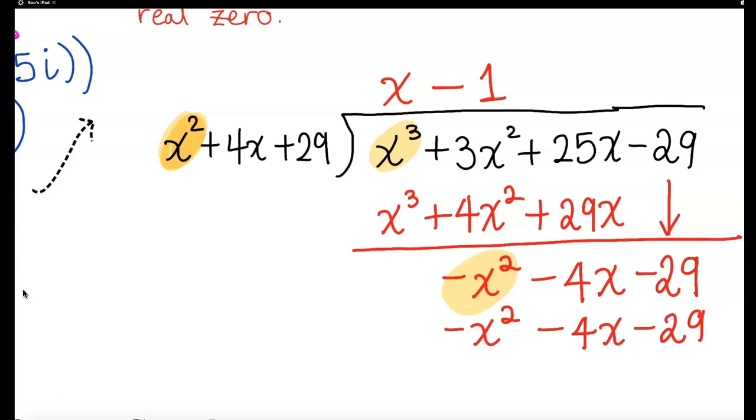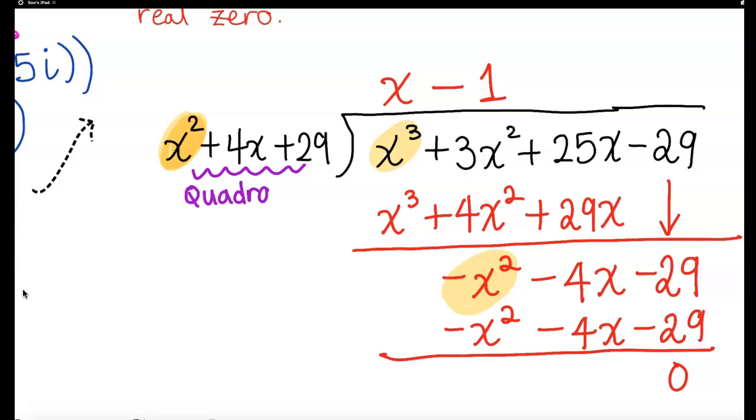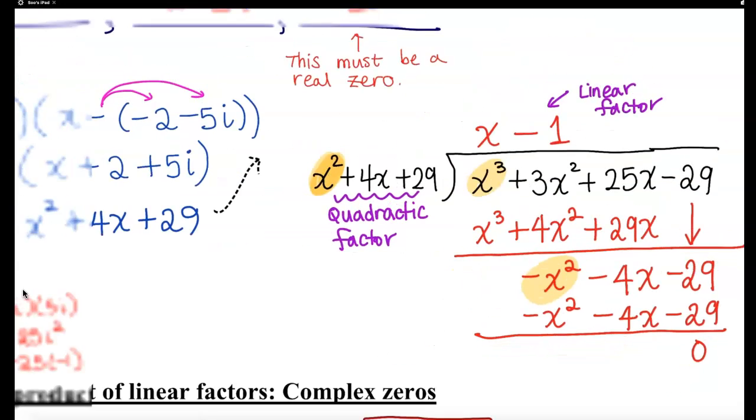And if I subtract vertically, if I subtract anything by itself, what's that going to be? It's going to be 0. So, yes, we were right. This was a quadratic factor. This little guy that we found is the quadratic factor of our polynomial. And we found the linear factor. We know who this was. This was a multiplication of a quadratic and a linear factor.